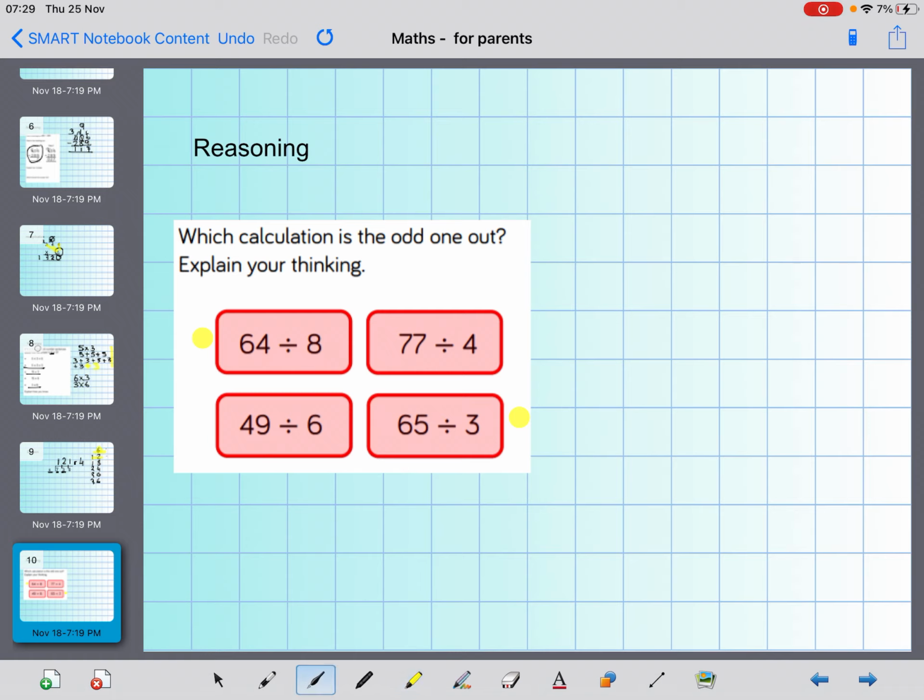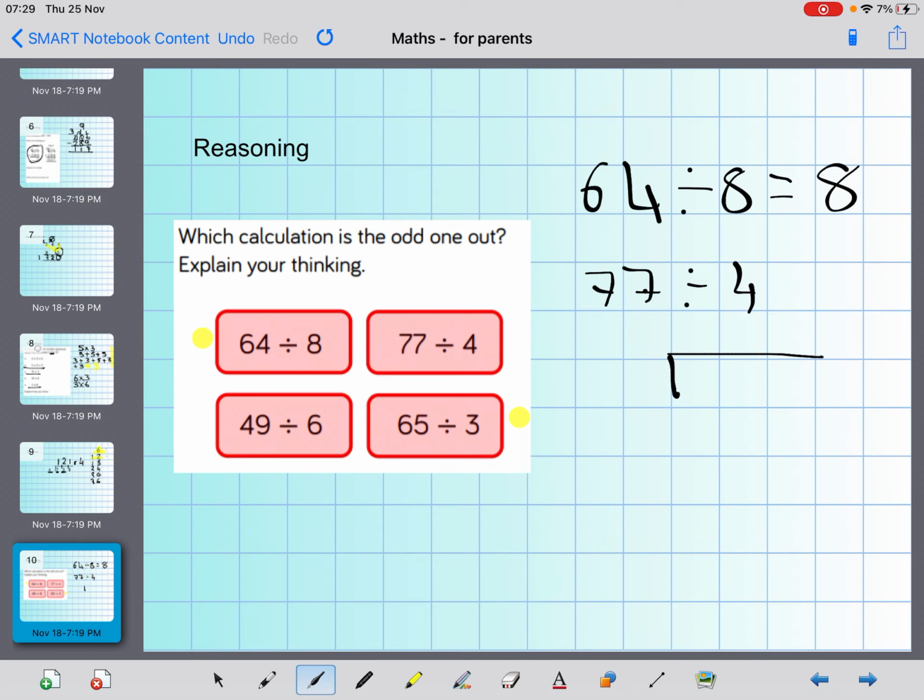Or they might work out our answers. They might say 64 divided by 8 is the same as 8. They might then work out 77 divided by 4. Ooh, not so sure about that because it's not in my times table. I'm going to use my bus stop to work that one out. And I'm going to figure out that 4's into 7 go once with a remainder of 3. And 4's into 37. Ooh, I'm not sure about my times tables that far, so I'm going to write down my times tables to support me.